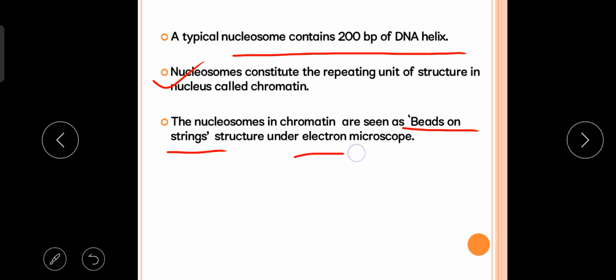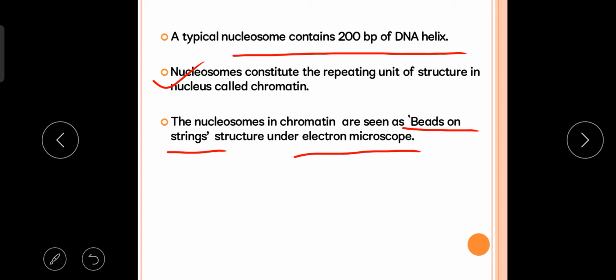Under the electron microscope, what is the appearance of nucleosomes in the chromosome or inside the nucleus? These appear as a beaded or bead-like structure. You know, a bead is what is called मुक्ता in Hindi. So, a beaded or bead-like structure in the chromosome.